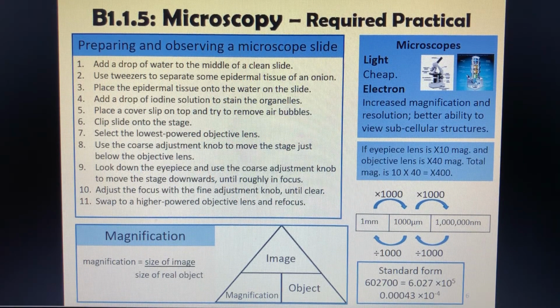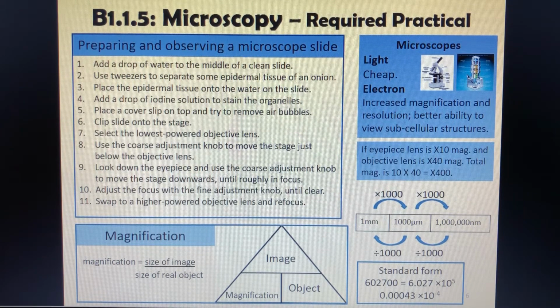We add the iodine solution, which stains the subcellular structures. We put a cover slip on, try and remove any air bubbles, and it gets it nice and flat, and then we're able to view it on the stage of the microscope. And we start with the lowest power. Why? Because it is easier to focus. Classic question, okay? We start with the lowest power, it is easier to focus.